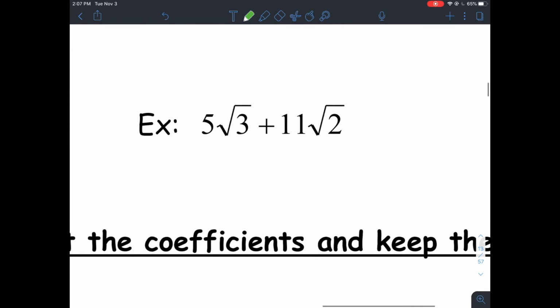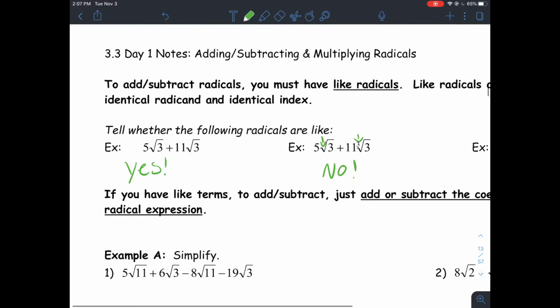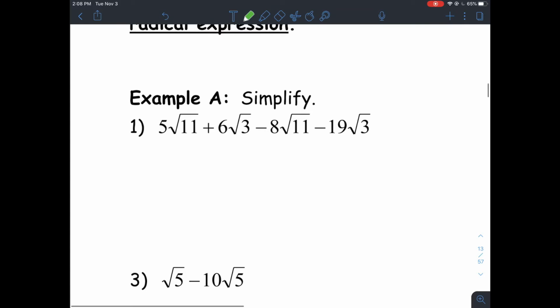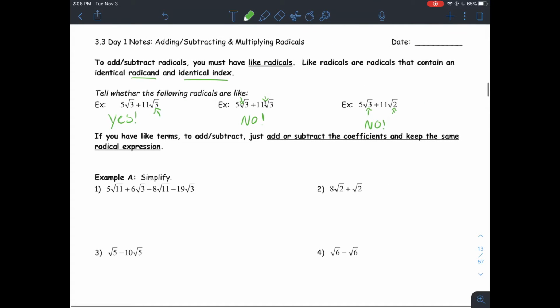And if we look here, we've got root 3 and root 2. Again, these are both square roots, but what's on the inside is different. So these are not like either. So to reiterate, you have to make sure that you have the same root and the same thing on the inside. So they call that the radicand and the index. So the radicand is what's on the inside, and the index is the small number. All right. So let's go ahead and try the example A here.